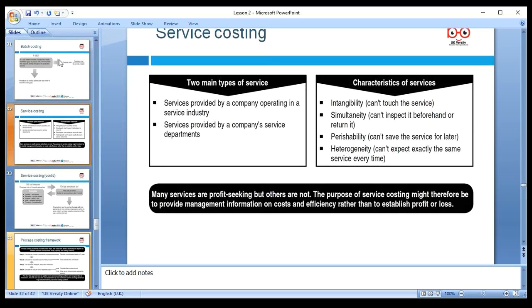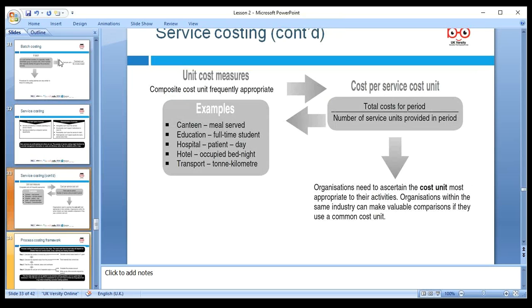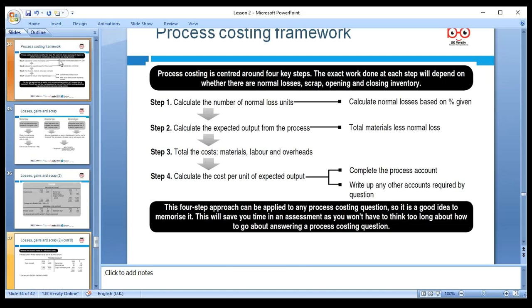Okay, batch costing: total batch cost divided by the number of units we produce in the batch. So we can find what the per unit batch cost is. Service costing: organizations like the NHS and various service organizations provide a service, so we can calculate the cost based on the service. So the total cost for the period divided by the number of services we provided. So then we have step 1, we can calculate.